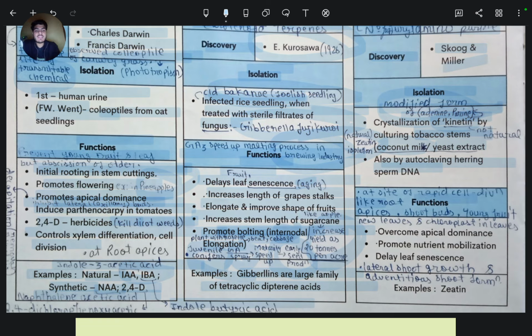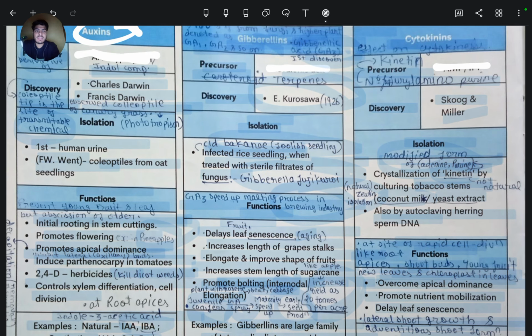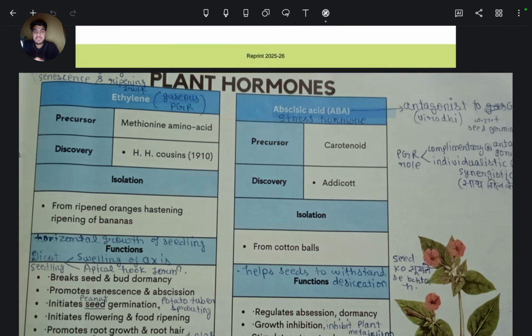Its function: it is present at sites of rapid cell division, like root apices, shoot buds, young fruit, etc. It promotes new leaves and chloroplasts in leaves. It overcomes apical dominance and promotes lateral growth of the plant. It promotes nutrient mobilization in the plant body. It delays leaf senescence and promotes lateral shoot growth and adventitious shoot formation. Its example is zeatin. So zeatin is an example of cytokinin.